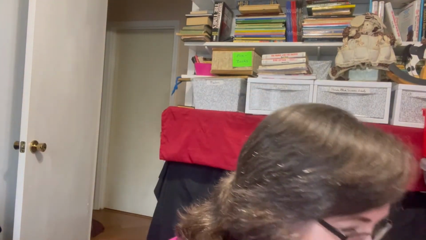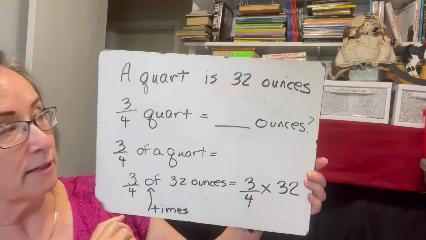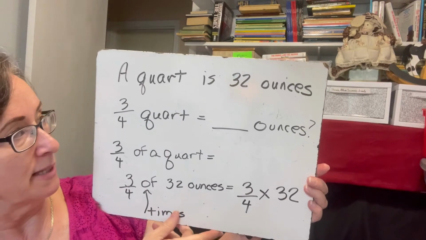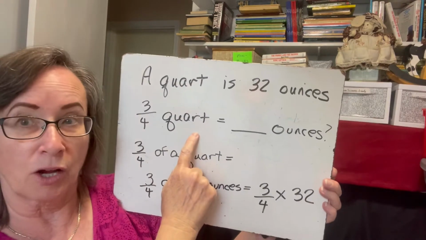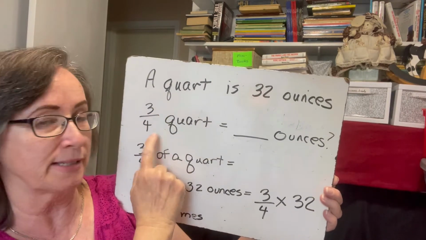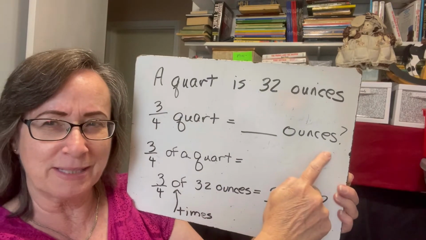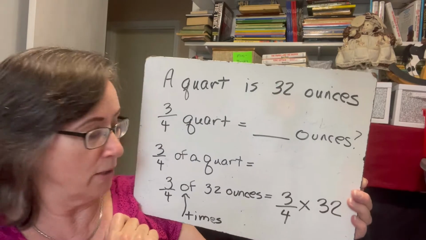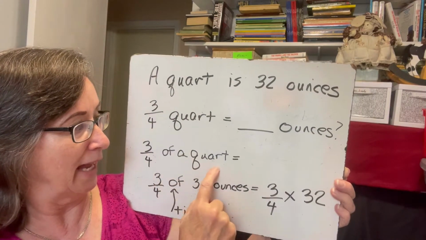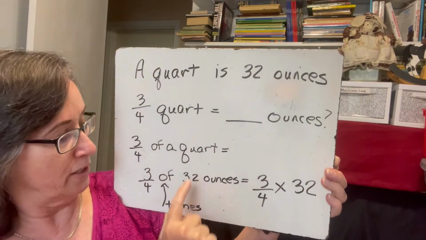So we have our first problem here. A quart is 32 ounces. What would 3/4 of a quart be? It would be how many ounces? So 3/4 of a quart is 3/4 of 32 ounces.